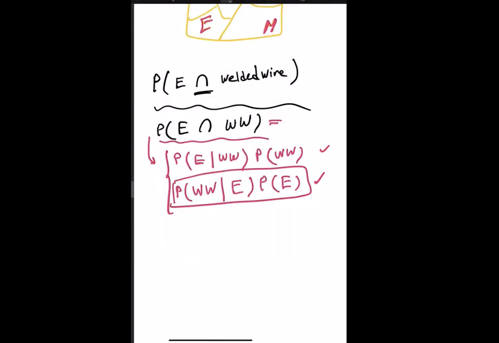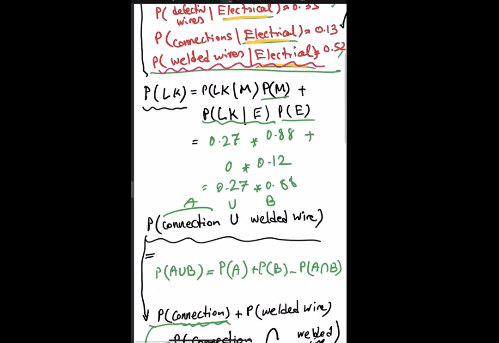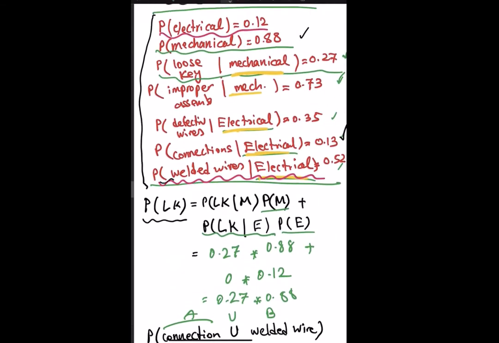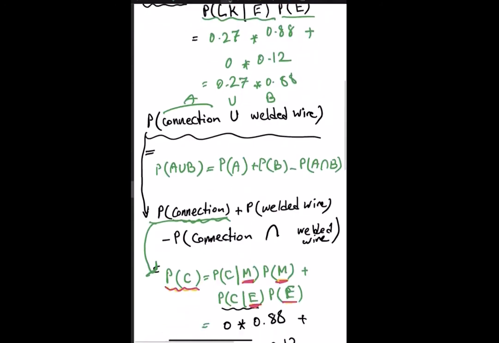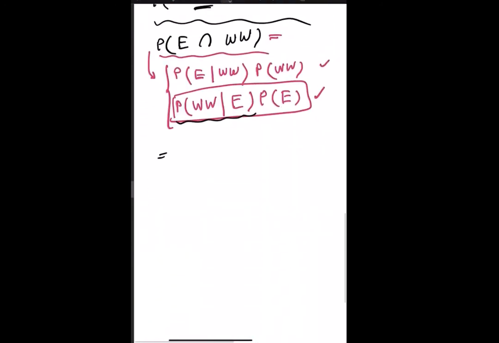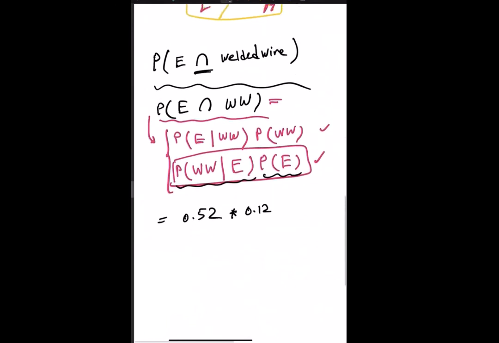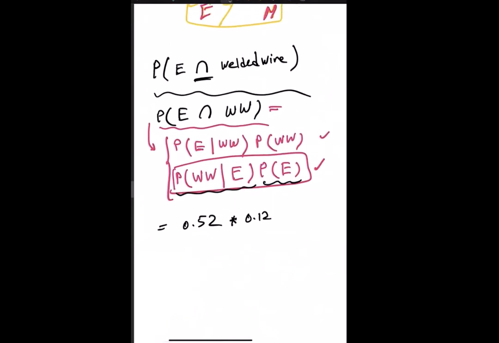Now, what is the probability of welded wire given electrical? The probability that the error is because of welded wire, given that we know it's electrical, is 0.52. And then the probability of electrical is 0.12. So that's the answer. Okay? All good? Okay.